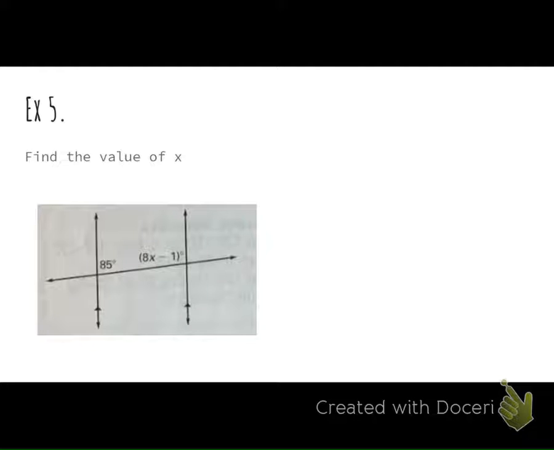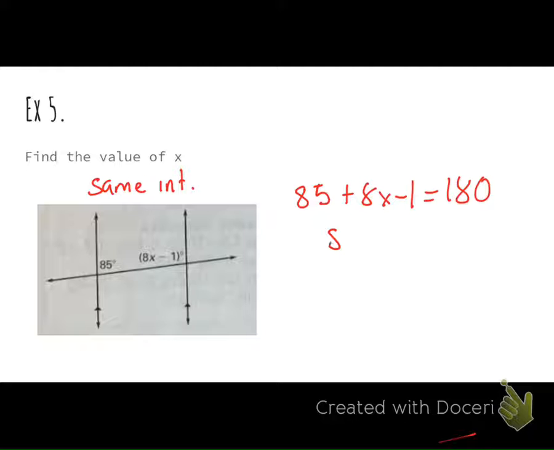So the angles here, that 85 degrees and 8x minus 1, what's the relationship? Same side interior. And we know that means they're going to add up to 180. So we have 85 plus 8x minus 1 equals 180. We're going to combine like terms on the left-hand side of my equation. So that'd be 85 minus 1, which is 84. 84 plus 8x equals 180.